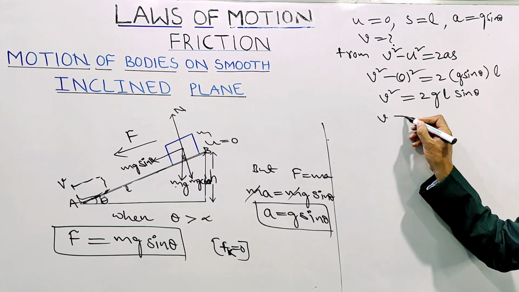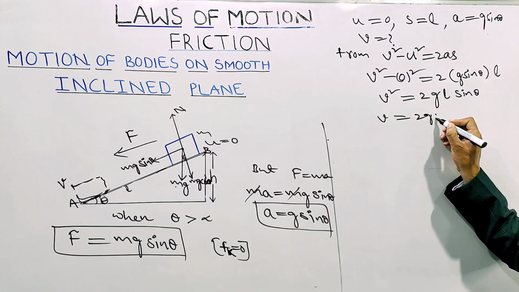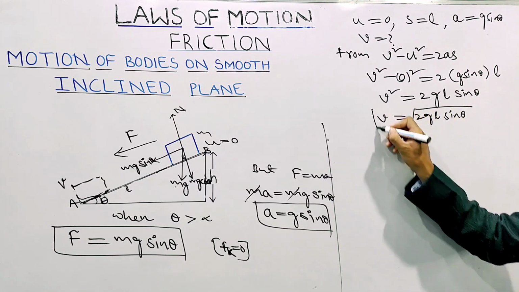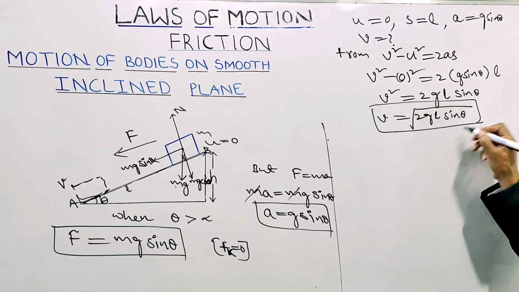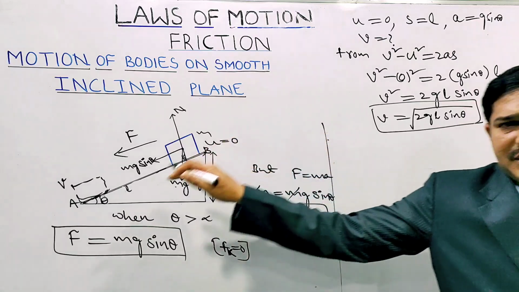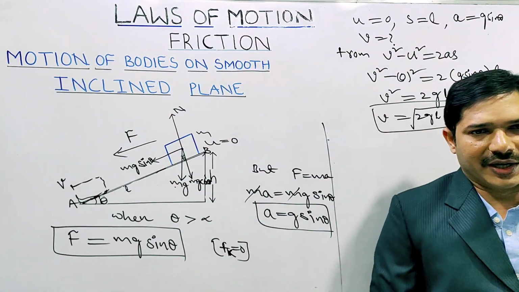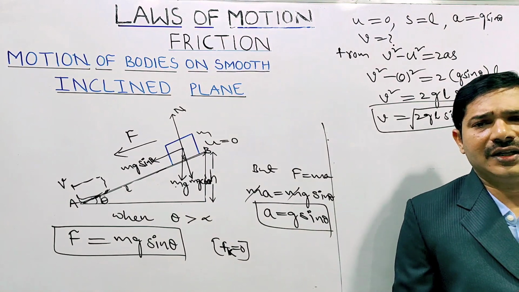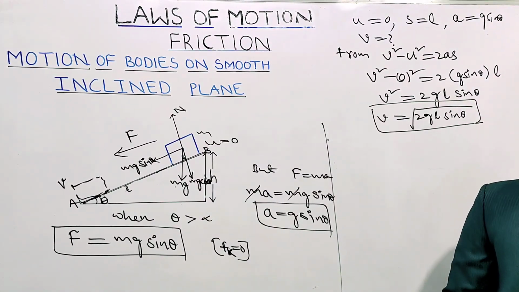Here V equal to under root 2gL sin theta. Taking square roots on both sides, we get V equal to under root 2gL sin theta. So this is the final velocity of the body on a smooth inclined plane. The last question: what is the time of descent here?